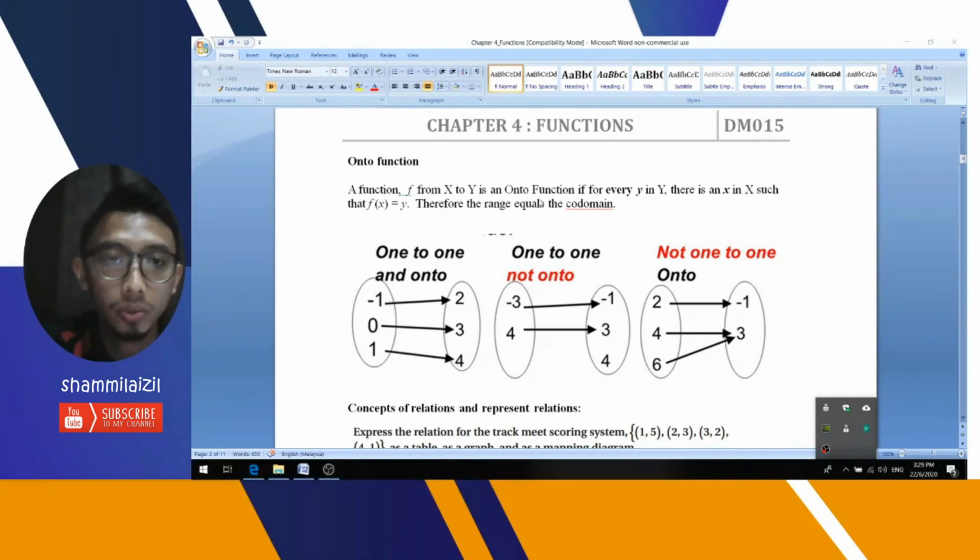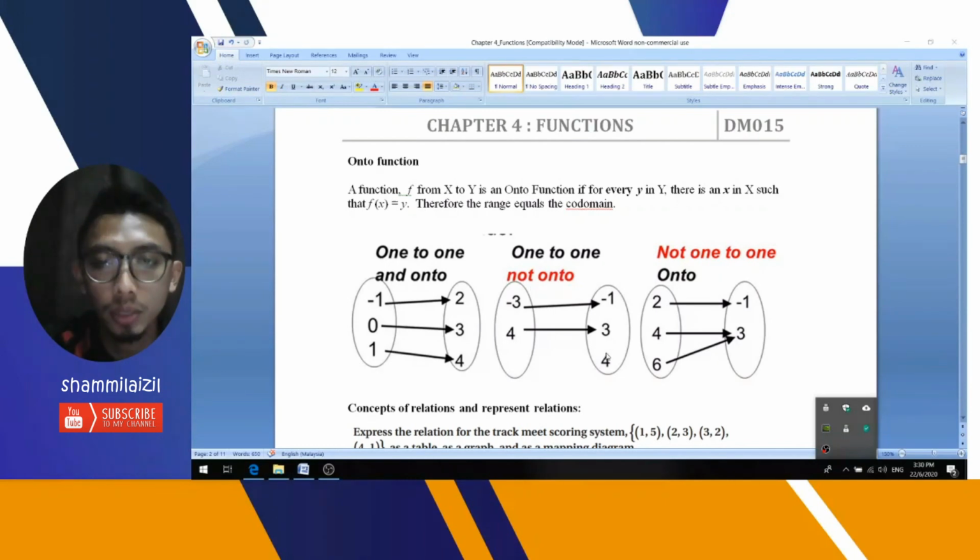Alright, so what is range? Range is 2, 3, 4 in this case. But in this case, the range is -1 and 3. Okay, what is codomain? Codomain in this case is 2, 3, 4, similar to the range just now. Once similar, that's why we call it onto function.